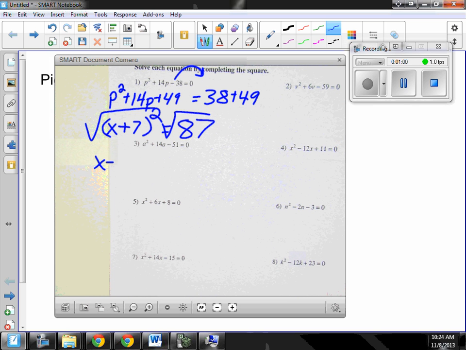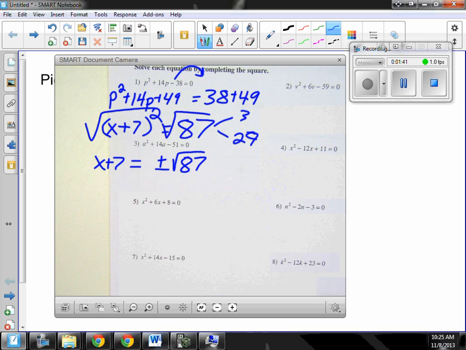p plus 7 equals plus or minus. 87 is not a perfect square. 3 goes into it. How many times does 3 go into 87? 3 and 29, and 29 is prime. So can I pull anything out? Wait. Did you say 29 or 27? 29. Okay. And 29 is prime. So do I have any pairs? No, so it doesn't simplify. So it's just plus or minus the square root of 87.